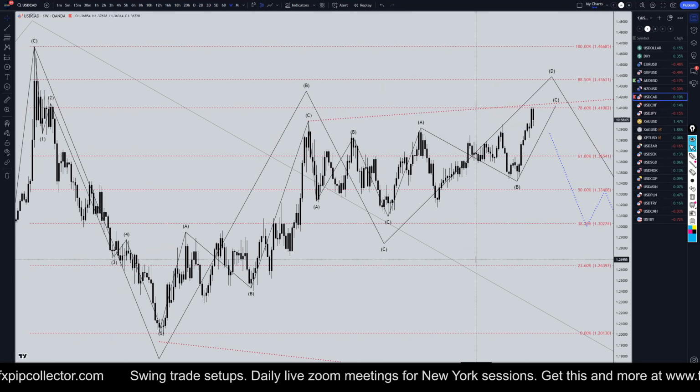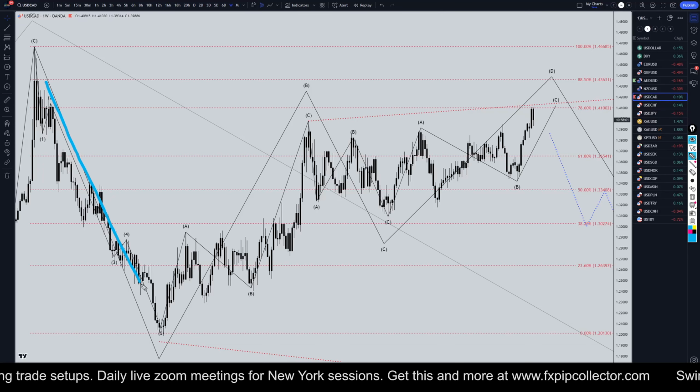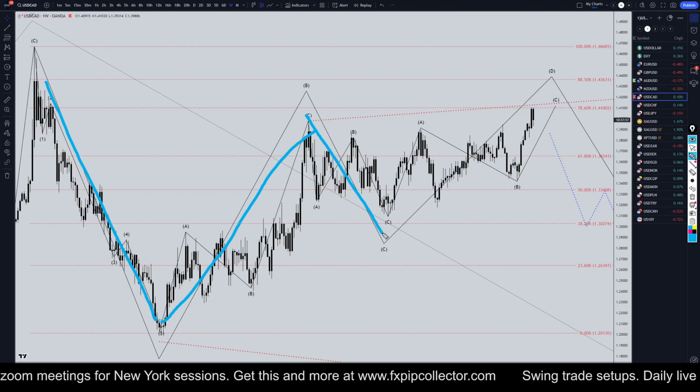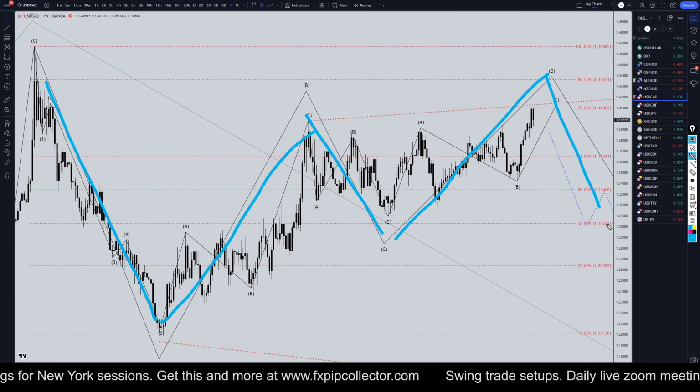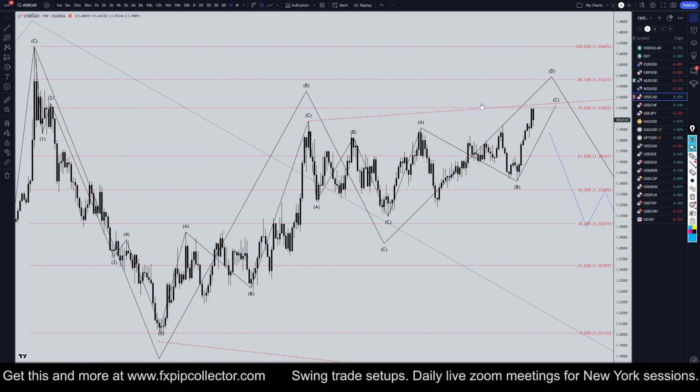So basically it's the same type of analysis. I think this first impulsive down right here is the A. This is all part of a wave B, a wave C, a wave D, and then we're going to go down for the wave E of wave Y. Definitely seems like it makes sense.